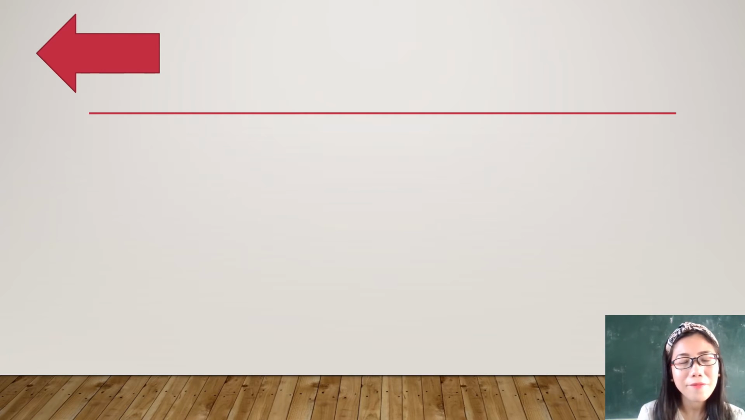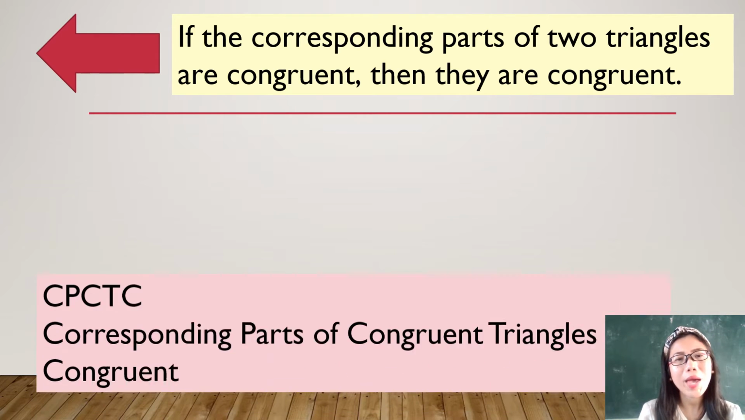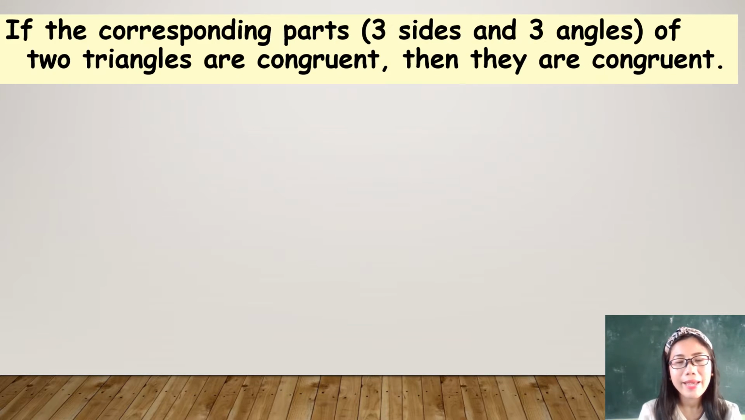Okay, let's have the reverse one. If the corresponding parts of two triangles are congruent, then the triangles are congruent. We have an abbreviation for this definition, which is CPCTC, meaning corresponding parts of congruent triangles are congruent. So it's easy to memorize. Okay, let's have an example for that definition.